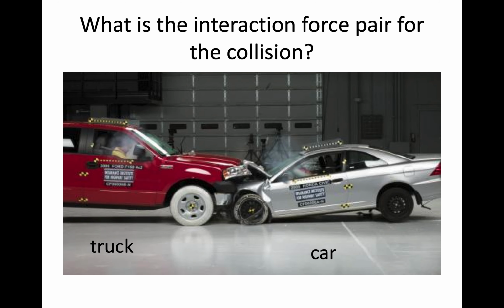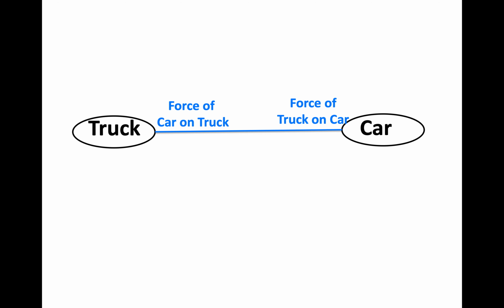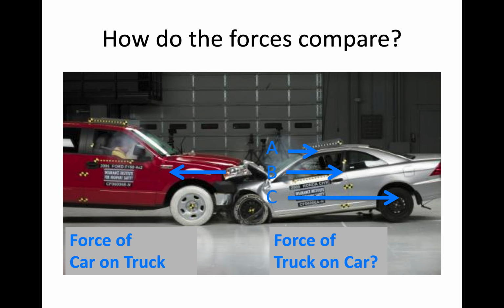What is the interaction force pair for a collision between a truck and a car? So a simplified system schema here. I left out normal forces and friction and earth. Just looking at the interaction between the truck and the car, 2 forces result. We have the force of the truck on the car, and we have the force of the car on the truck. And so how do those forces compare? If this left arrow represents the force of the car on the truck, then which of these arrows would represent the force of the truck on the car? Do you think the truck exerts more force on the car than the car exerted on the truck? That would be C. Or do you think they're equal? That would be B. Or do you think it's less? That would be A.